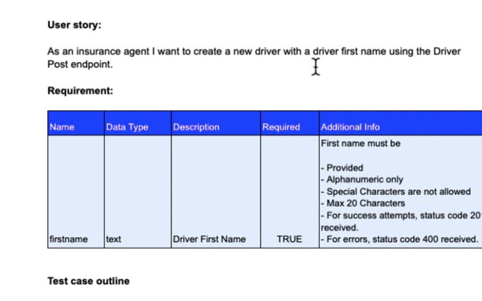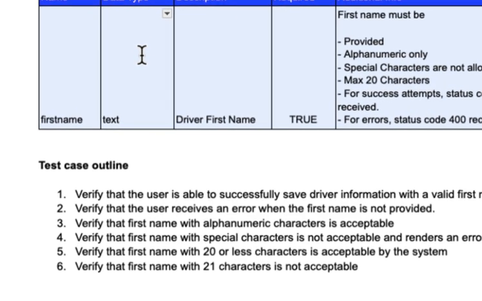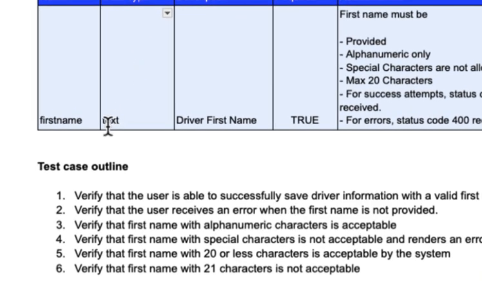But we do not know the details about the first name. So for that we have this table, the next piece, that tells us what are other details about the first name. So for example, it says the name of the field should be first name. Then the second one is data type, that tells us it can be a text, which means it can be a number or alphabets. And then description, it just tells us a little bit more about the field.